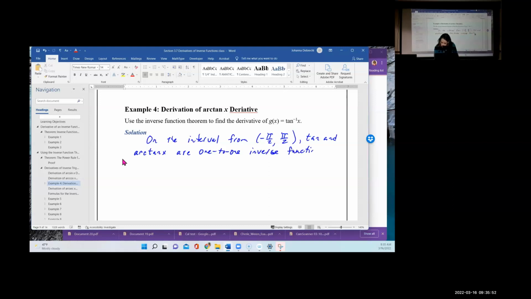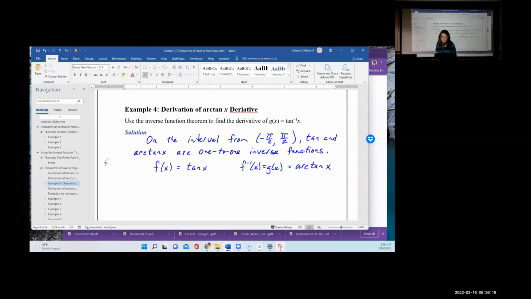Right? So these are our two functions that we have right here. Our original function is going to be tangent of x. And the one we're trying to find the derivative of is f inverse of x, which we can call g of x just to make the notation easier, is arctangent of x. All right, that's the one we're looking for.